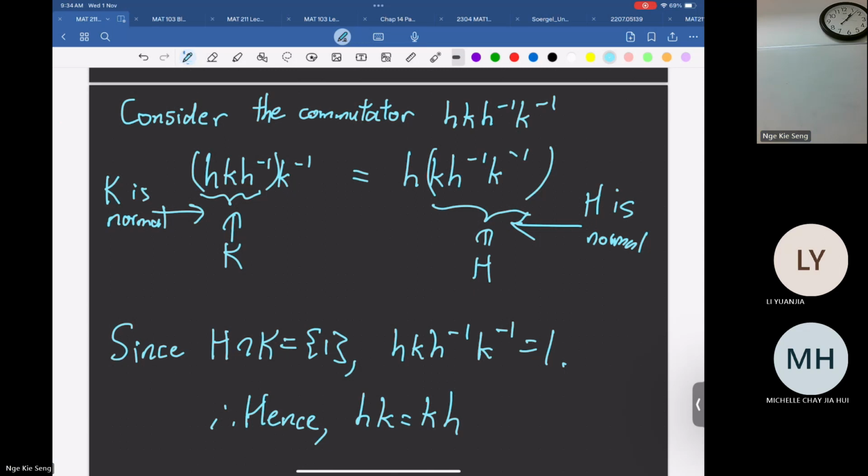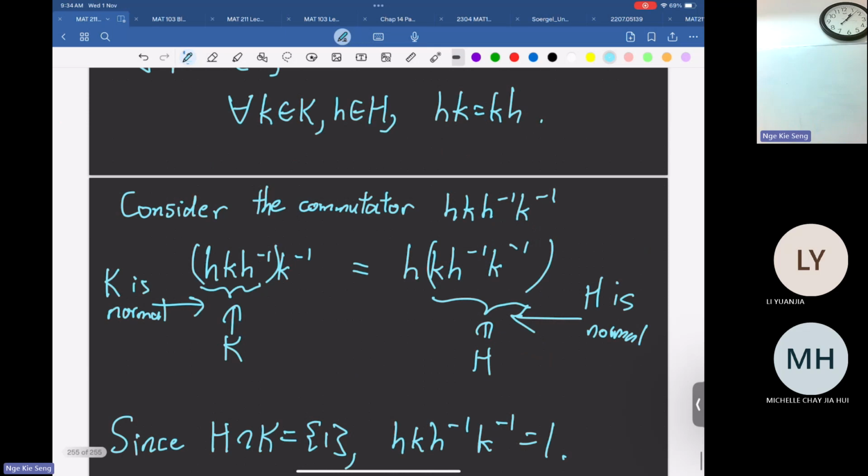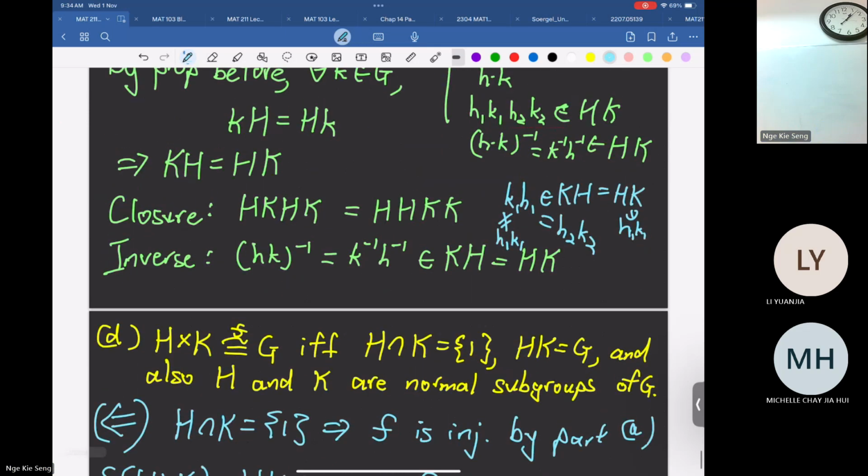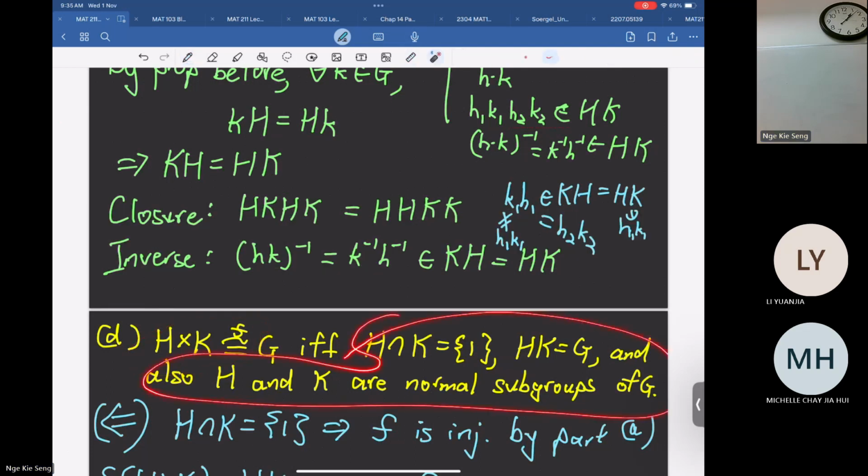Does it make sense? Just feel free to ask. If you are lost, please go and find the definition and the proposition. How about the other direction? The other direction, what do you need? If I have an isomorphism, I want to show that all these properties hold.